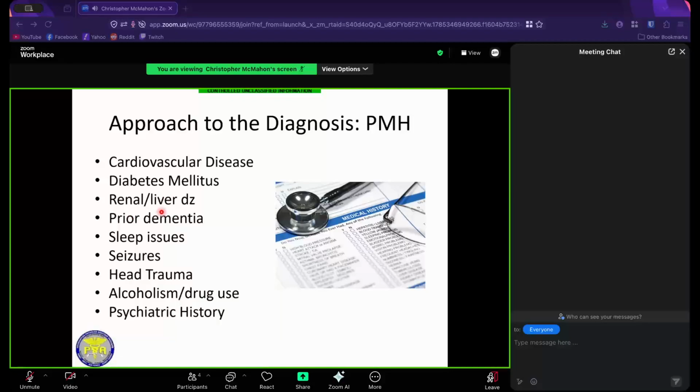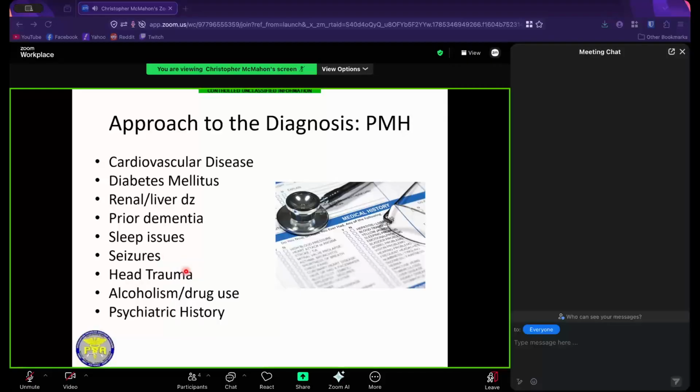What about renal and liver disease? Uremia can be a big issue because now our metabolites are way out of balance compared to what we want them to be. Sleep issues and prior dementia. If someone's been demented before, they probably have some baseline dementia that you have to take into consideration, because they may become delirious on top of that. If grandpa's not sleeping, that can cause a lot of issues. Seizures can become an issue with these ones.